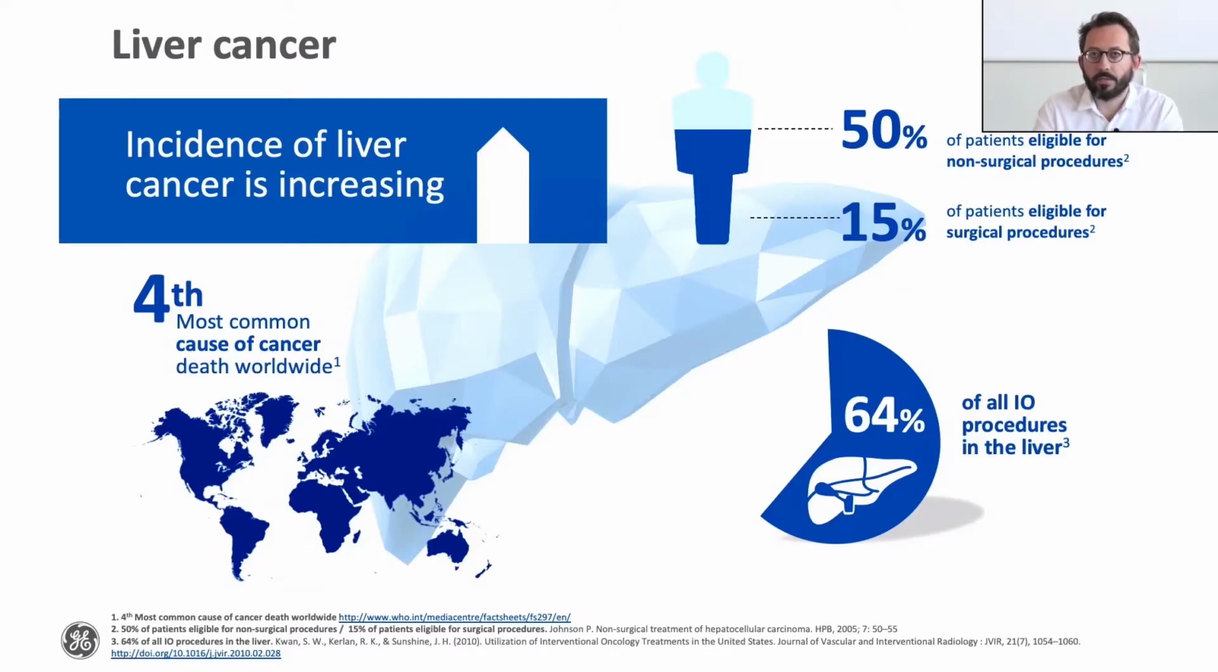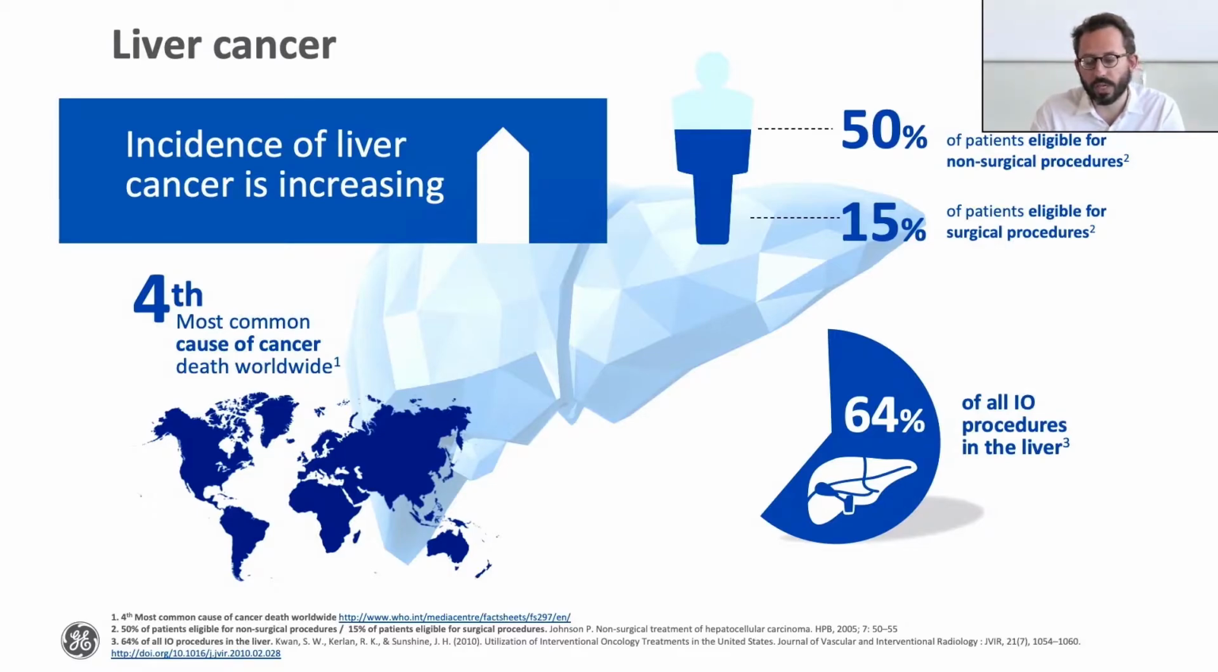So to start, let me remind you of something that you are very aware of: liver cancer is very frequent, and the incidence of liver cancer is increasing worldwide because the risk factors for liver cancer, especially chronic liver diseases, are also increasing. It makes it the fourth most common cause of cancer-related death in the world.